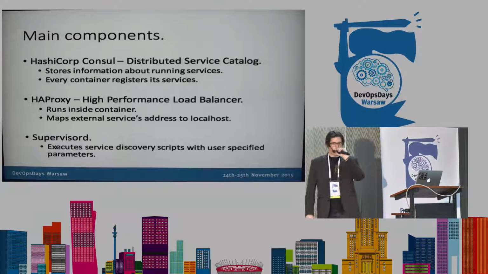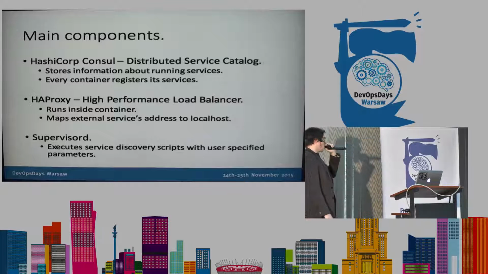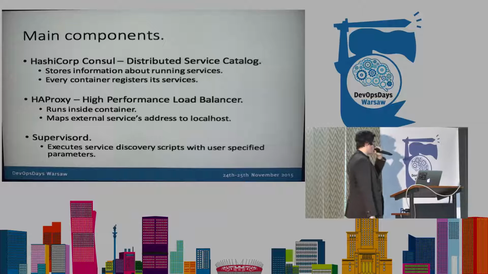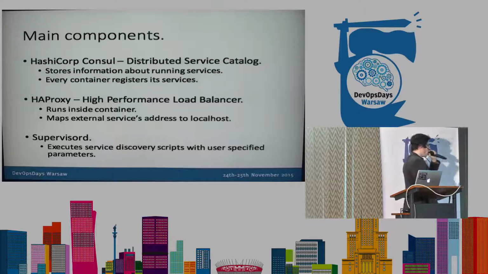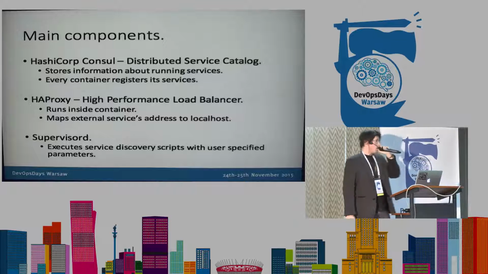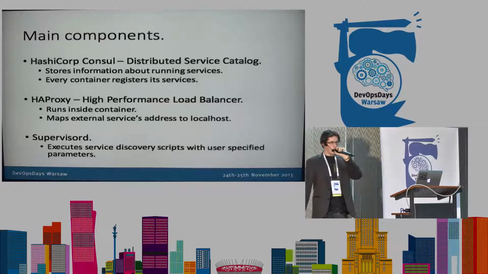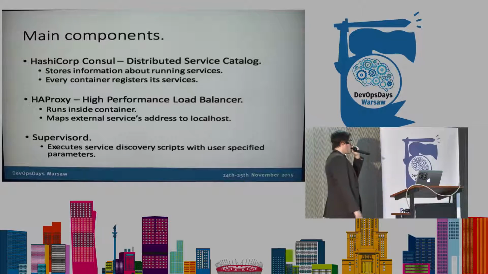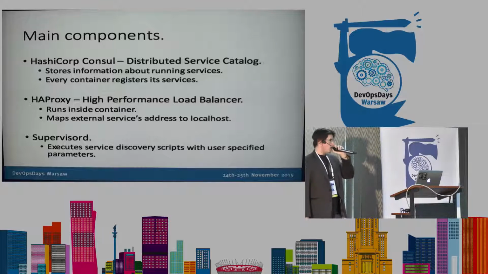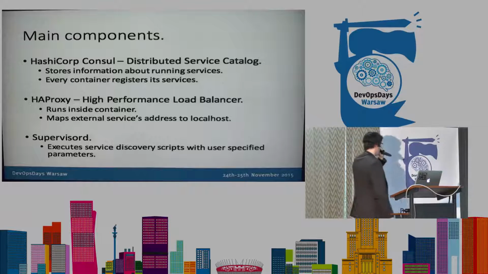There are three main components of Armada. One is HashiCorp Consul, which is a distributed services catalog. And we use it to store information about running services. So basically, if a service starts, or a container, let's say it's the same thing, it registers itself into Consul, and then we can do something with it.